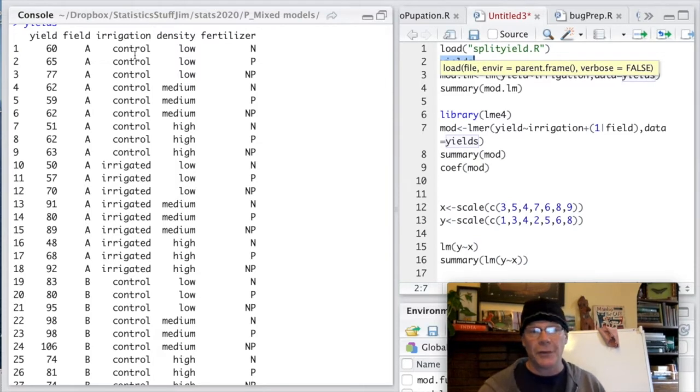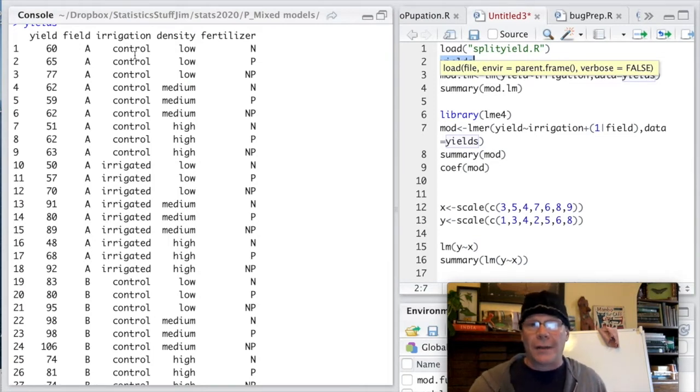But then we also conducted this experiment across 4 fields. And what we decided to do last time was treat fields as a random or varying effect, largely because we want to account for the fact that there could be differences among the fields that we don't have any control over, whereas with irrigation, we have control over that. So we would call that a fixed effect. With field, we can consider it a random effect.